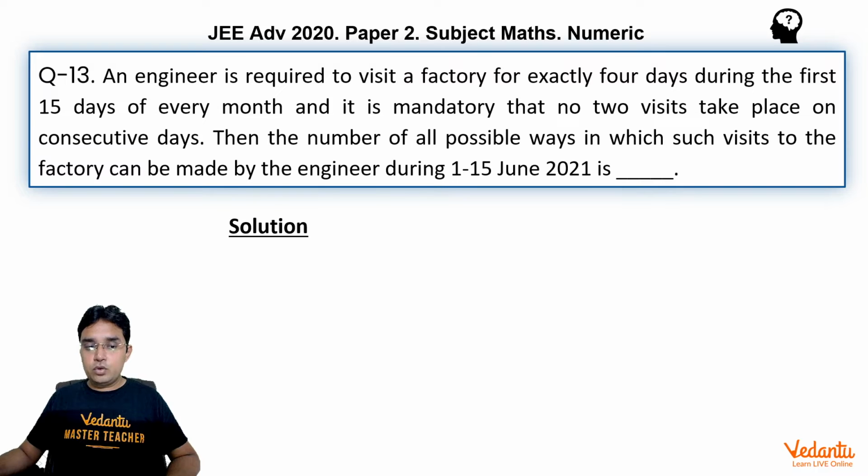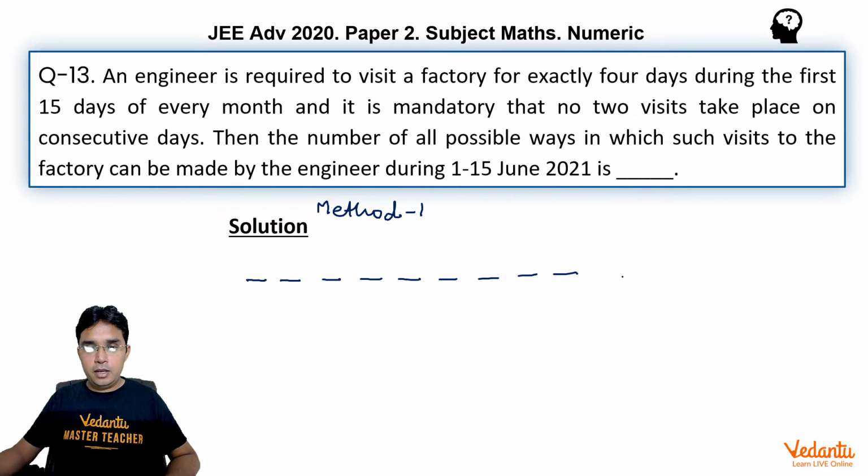I have actually two methods to solve this question. One is gap method. Let us see what is that gap method. So we have 15 days. Let me write them in a row. 1, 2, 3, 4, 5, 6, 7, 8, 9, 10, 11, 12, 13, 14, 15.